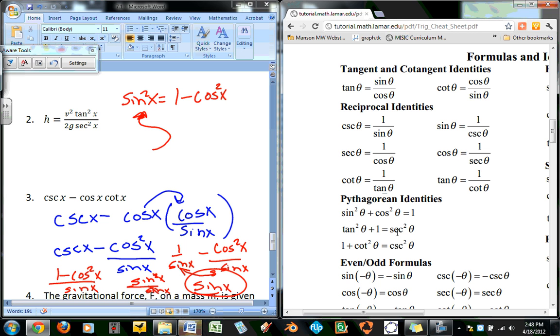So each of these actually has two more. I can subtract 1. Tangent squared equals secant squared minus 1. I could bring tangent over, say 1 equals secant squared minus tangent squared, and all that sort of stuff there.